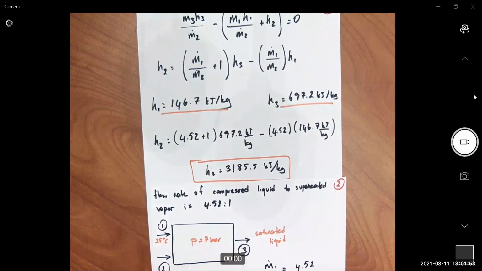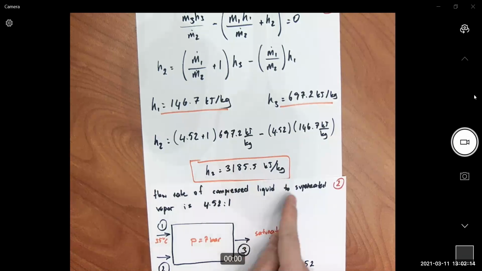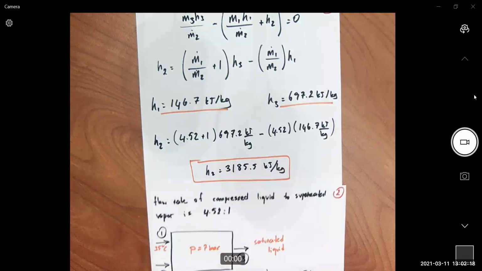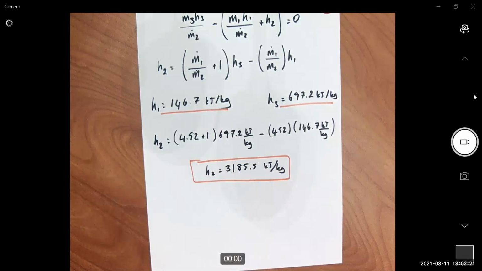At seven bar, the enthalpy is 3,185.5 kilojoules per kilogram. You should be able to determine the phase. After determining that, you go to the appropriate table. It's obvious that it's been superheated. You go to the superheated table and find this enthalpy. It should lie between two temperatures. Now we need to interpolate to find that temperature.